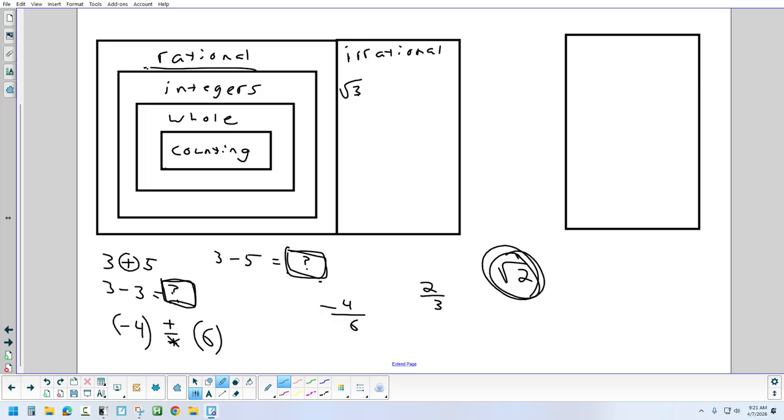And if you think, well, maybe someday we'll figure out how to write the square root of 3 as a fraction. No, we won't. It's impossible. We can prove it's impossible. It doesn't matter how much time goes by, you will never be able to write the square root of 3 as a fraction. It can't be done. And there's another number we use a lot in math that is irrational.